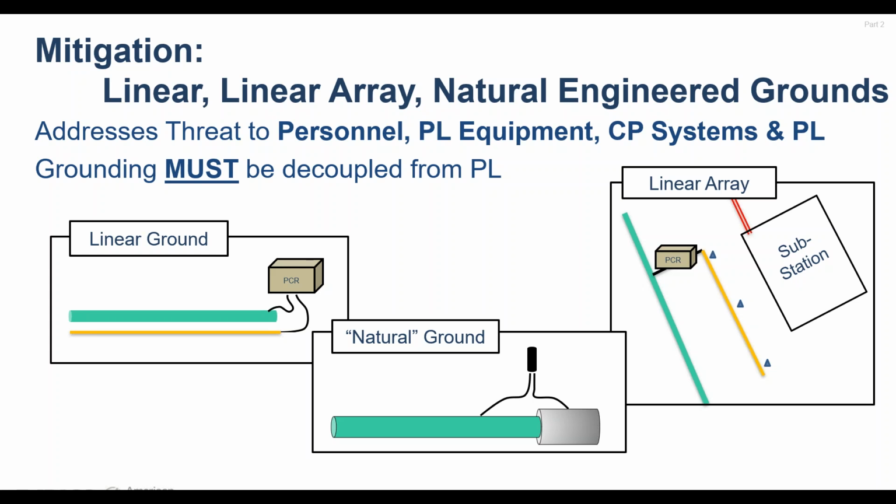And then finally, there in the middle, just a simple diagram of what a natural ground to a casing might look like. Again, a connection to the pipeline, a connection to the casing with a decoupler between the two.